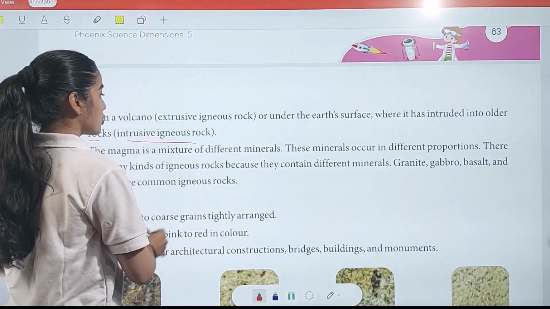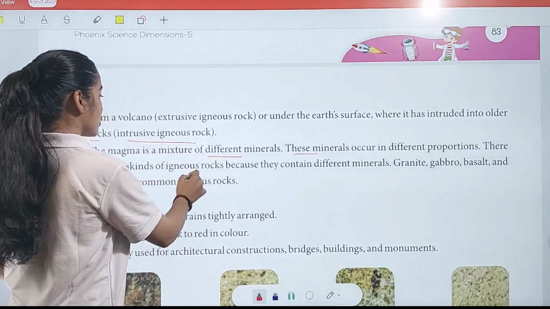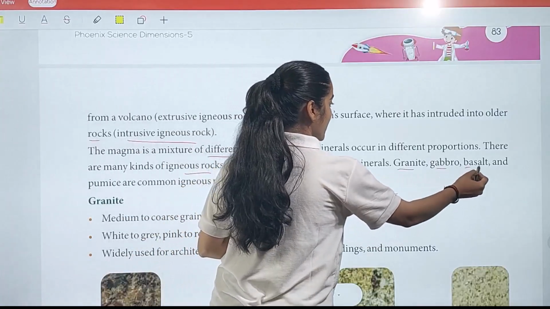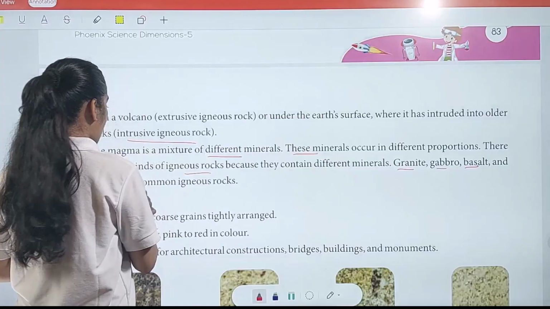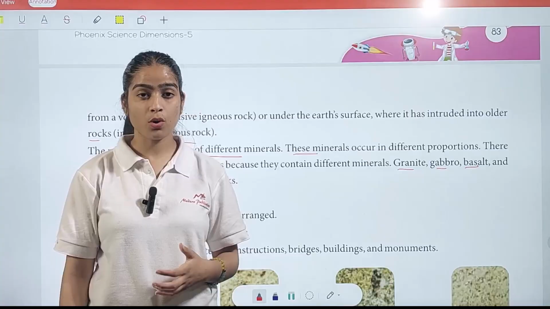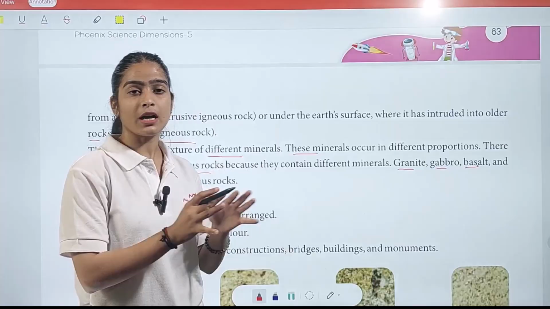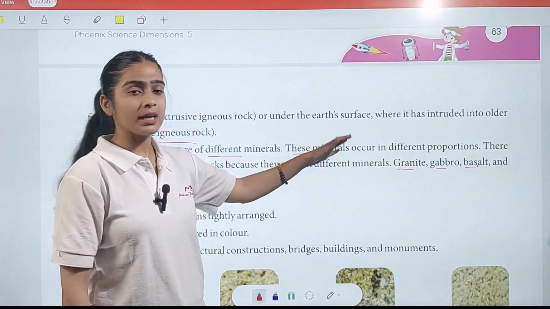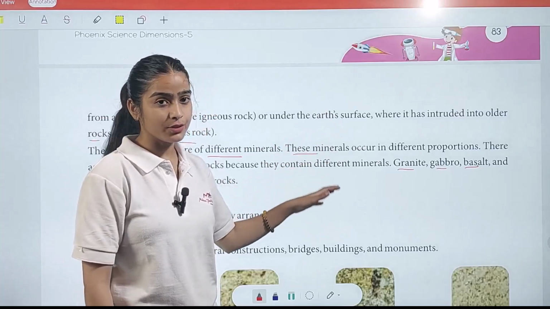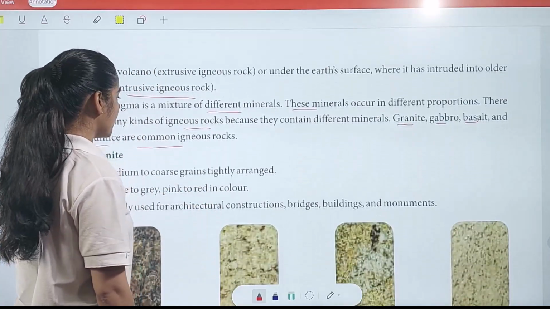The magma is a mixture of different minerals. These minerals occur in different proportions. There are many kinds of igneous rocks because they contain different minerals: granite, gabbro, basalt, and pumice are common igneous rocks. So what we understand here is that there are different kinds of igneous rocks, where the minerals are in different quantities, and according to the proportion of minerals inside the igneous rock, they are classified into different kinds.